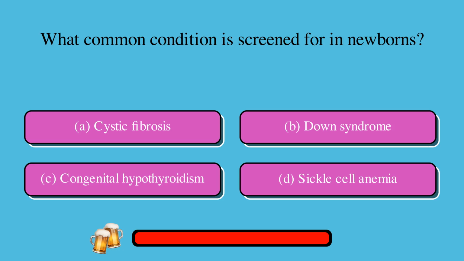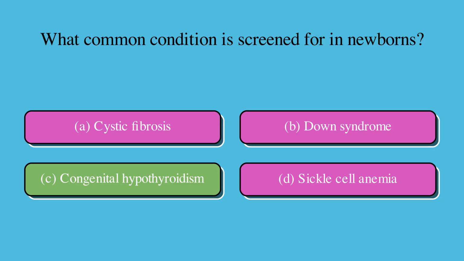What common condition is screened for in newborns? A. Cystic fibrosis, or B. Down syndrome, or C. Congenital hypothyroidism, or D. Sickle cell anemia. The correct answer is C. Congenital hypothyroidism.